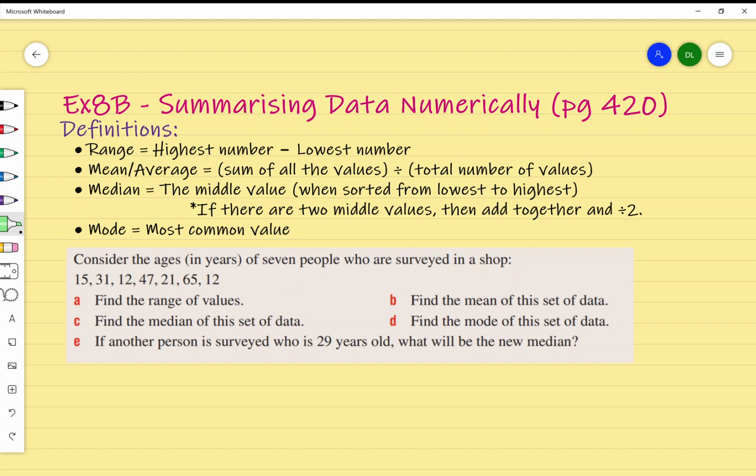The first one is range. Now, you might have seen these words in real life before, and it's not surprising because a lot of these words come from our understanding of mathematics. There's the average, or commonly known as the mean. We use in mathematics, we call it the mean. There's the median, and finally there's the mode.